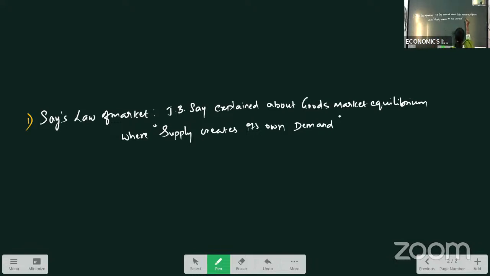So the market is in equilibrium, where demand is always equal to supply. Always in the market there will be an equilibrium where demand and supply are both equal. If supply is increased, we use more factors, and it automatically increases the demand for the commodity, because all the factors will earn income. That income is used to demand the goods. So always in the goods market there will be an equilibrium where demand equals supply.